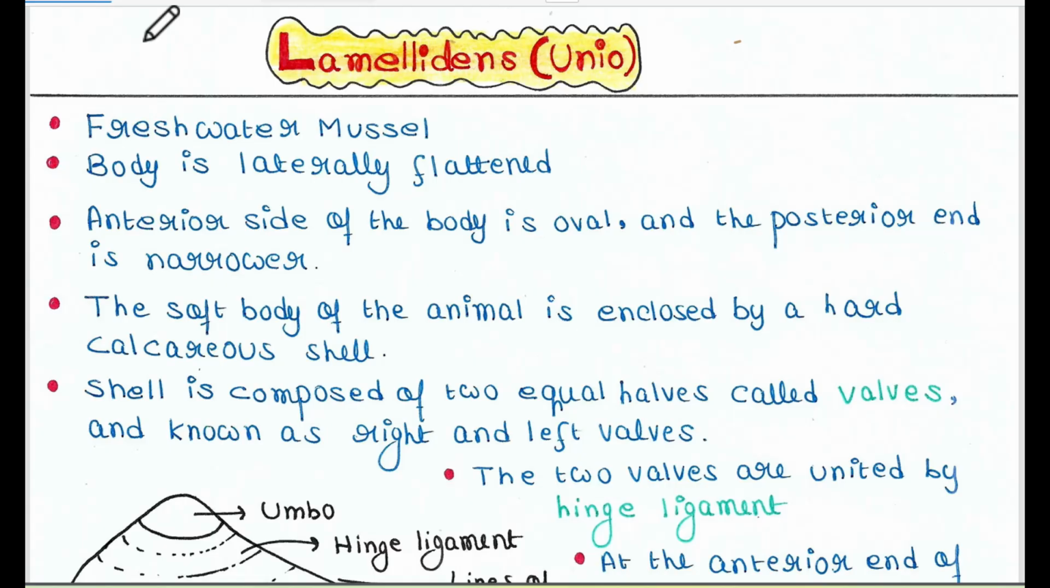So basically they are freshwater mussels. Now what is a mussel? It is basically a bivalve mollusk. The body is laterally flattened, that means flattened from both the sides.